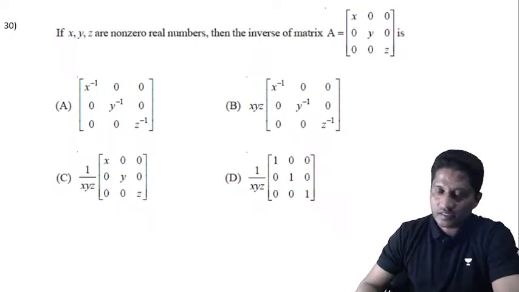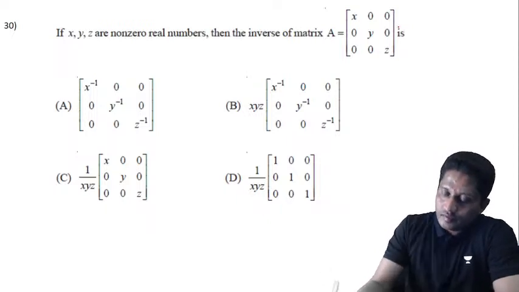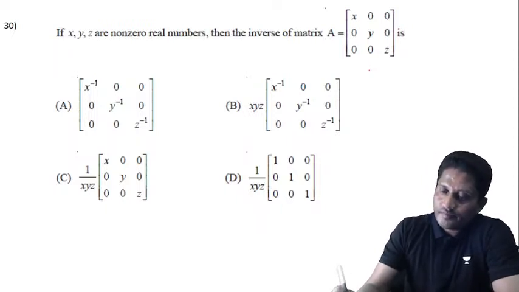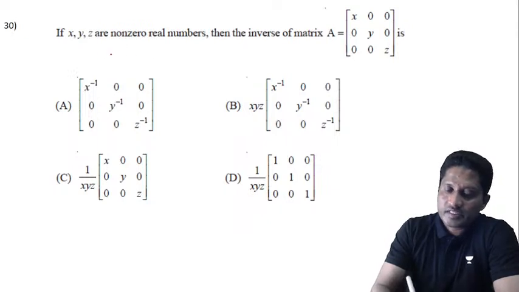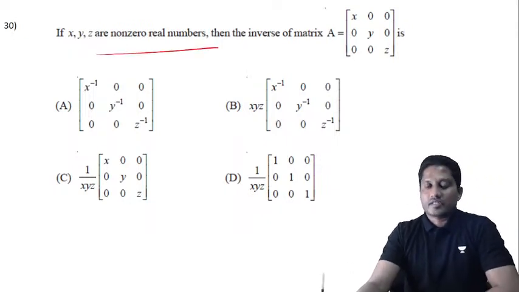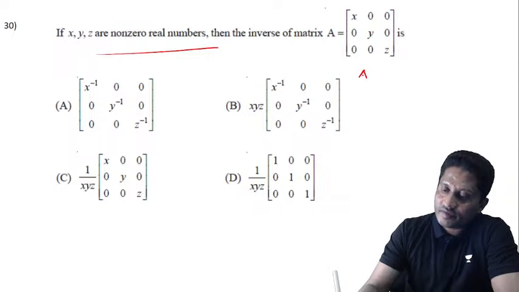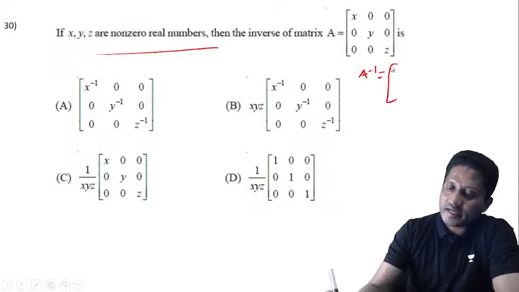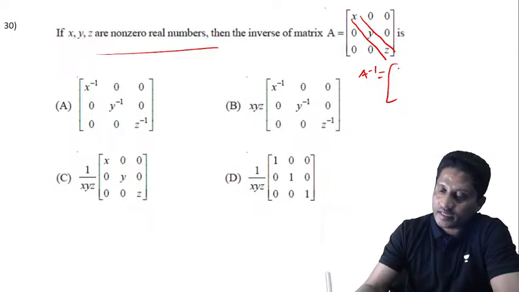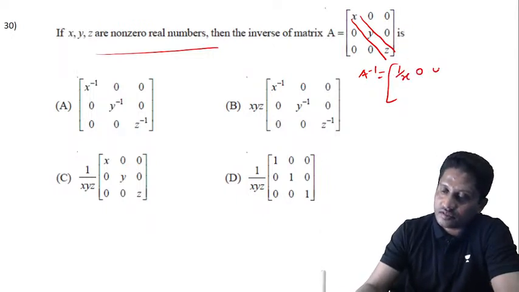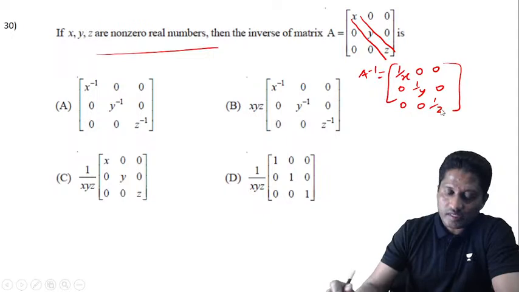This was asked in the KCET 2014 problem. If A is equal to the diagonal matrix with x, y, z non-zero real numbers, then the inverse of the matrix. Directly A inverse will be equal to, if it is a diagonal matrix, directly take the reciprocal of the diagonal elements. A inverse is 1 by x 0 0, 0 1 by y 0, 0 0 1 by z. Okay, so that itself is the answer.